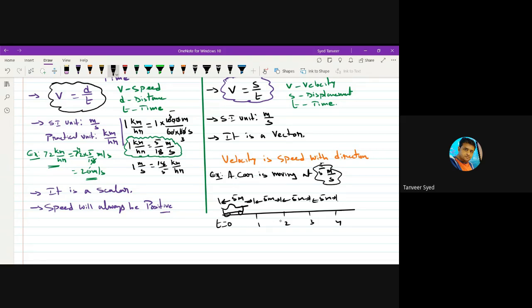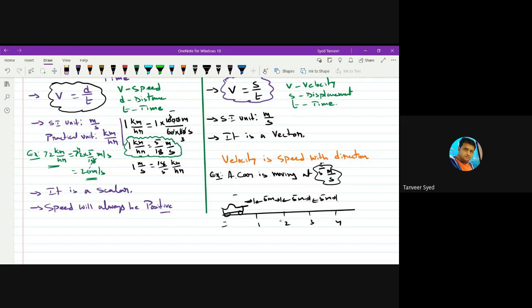If I tell you this sentence, a car is moving at 5 meter per second, you see a car which is going at 5 meter per second, but you cannot be sure in which direction the car is going. It might be going east or west or north or south or northeast or southwest. It might be going in any possible direction. That direction is not specified here. So if direction is not specified, it is not a vector, it is a scalar quantity. That's why speed is just a scalar quantity.